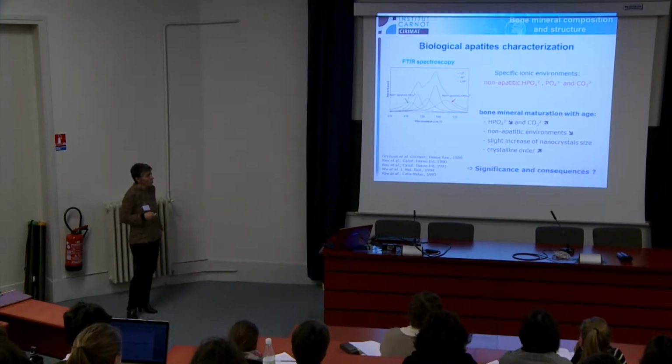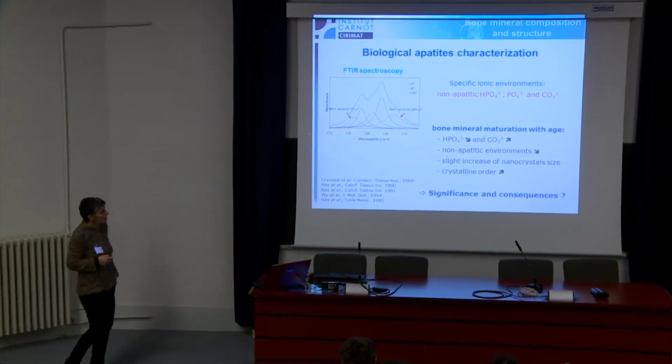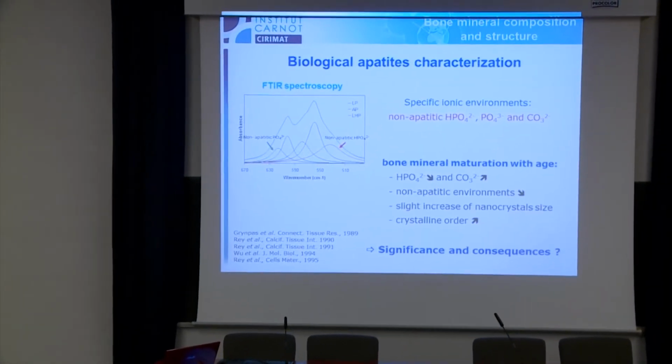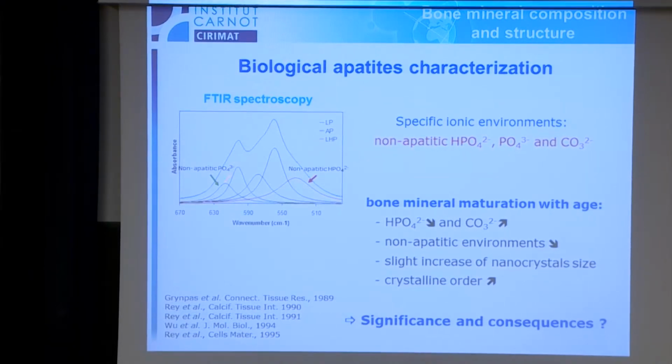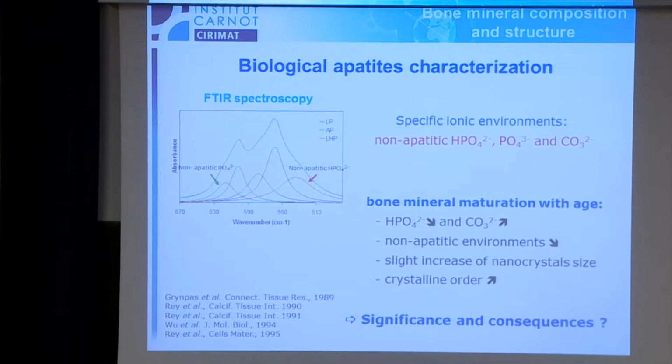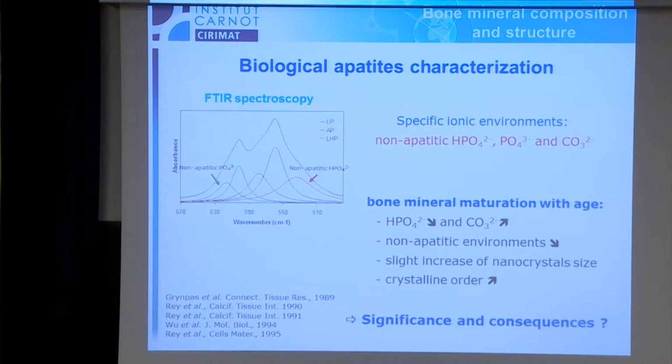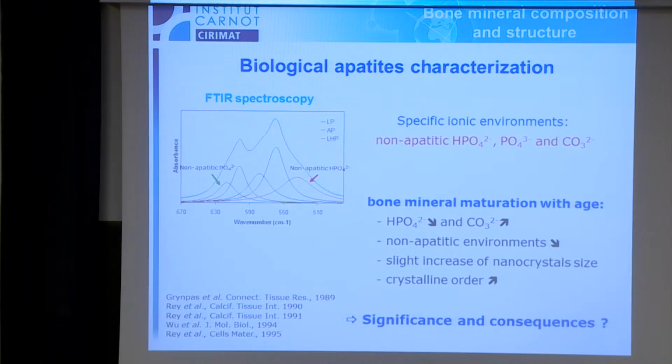Especially, they showed by FTIR spectroscopy, with a fine analysis by decomposition of, for example, the ν4 PO4 band domain, that there are FTIR lines or subbands that are specific to special environments of phosphate and also of carbonates, which are not at the same vibration energy, wave number, as in stoichiometric apatite, in the apatite structure.